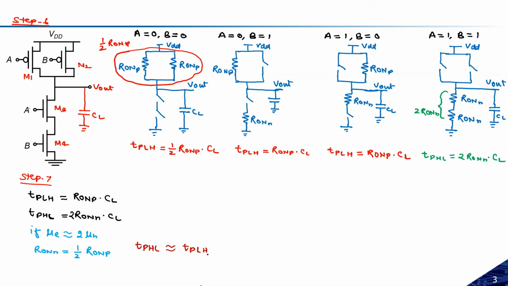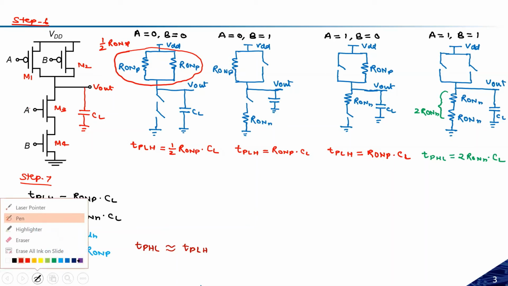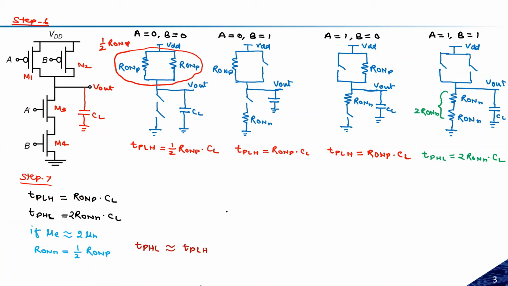So this particular design, this NAND gate, is nothing but a symmetrical kind of design, and you don't need to size the transistor. Okay, so this is really important. The conclusion we can write somewhere here is that the CMOS based NAND gate is symmetrical.